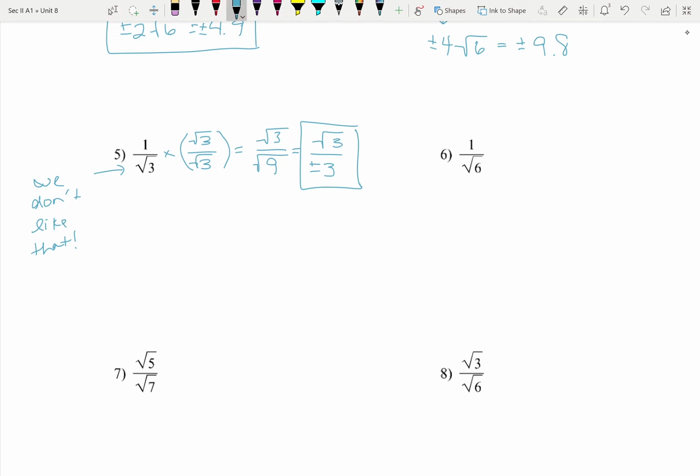Let's check your work. Special form of 1. And I'm getting that because that's exactly what's in the denominator. Square root of 6, square root of 36. So you get the square root of 6 over positive or negative 6.